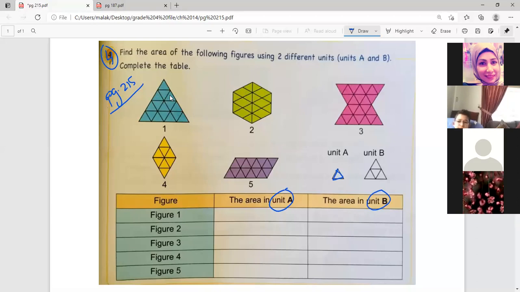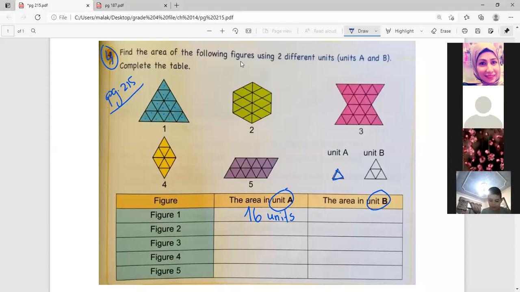Count the units A in figure 1. 1, 2, 3, 4, 5, 6, 7, 8, 9, 10, 11, 12, 13, 14, 15, 16. So the area is 16 units, Malak? Yes. Okay, you have to write units.